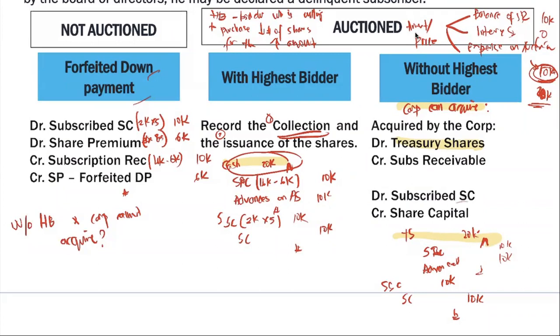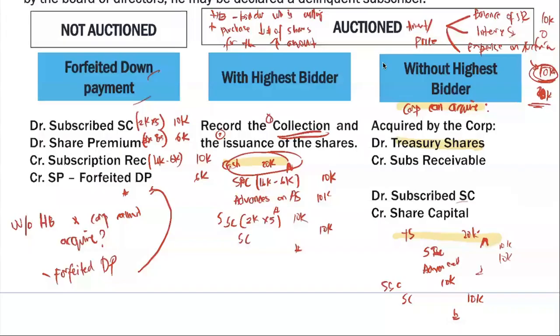If it's without the highest bidder and the corporation cannot acquire, then you treat it as a forfeited down payment. Okay? You treat it as a forfeited down payment. Are we clear? Without highest bidder, can acquire, TS. If without highest bidder and cannot acquire, forfeited down payment. Okay? That's it for our subscription of shares.